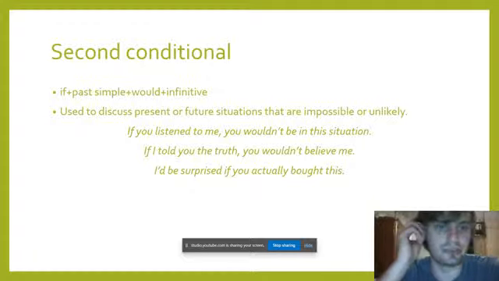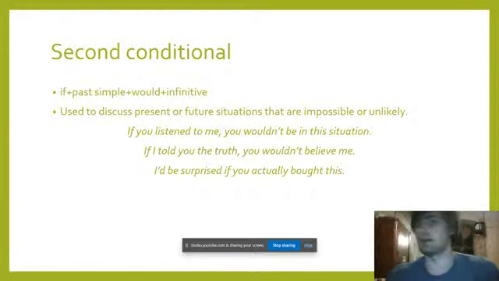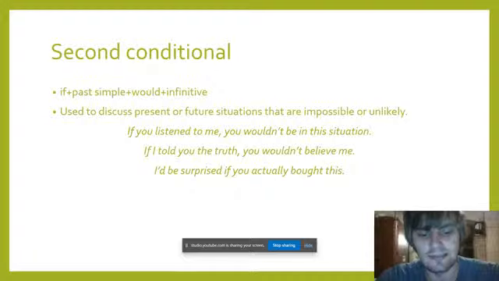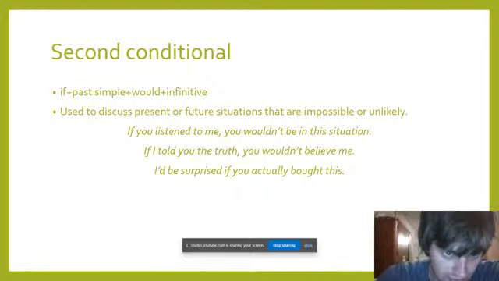The second conditional is used to discuss present or future situations that are impossible or unlikely, such as: if you listened to me, you wouldn't be in this situation. That means that there was a situation where the speaker had advised the listener to do or not do something, not clear what exactly, but they did the opposite of what the speaker wanted, so they have found themselves in that particular situation.